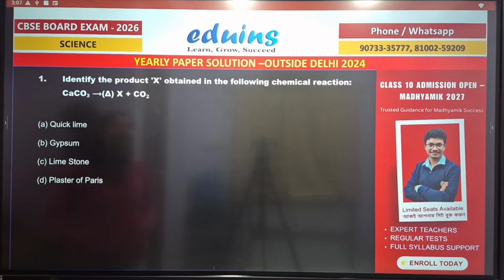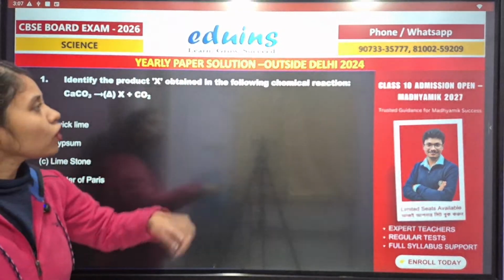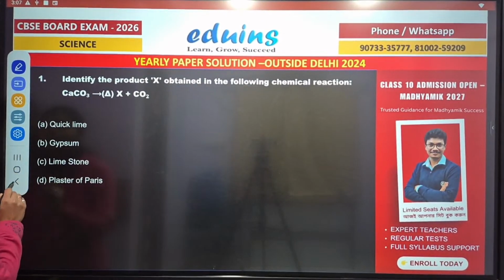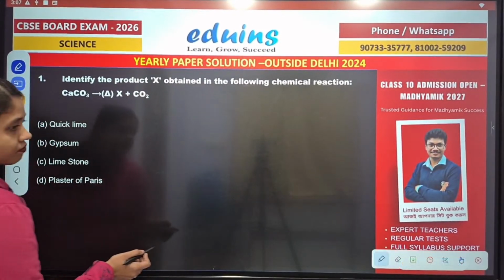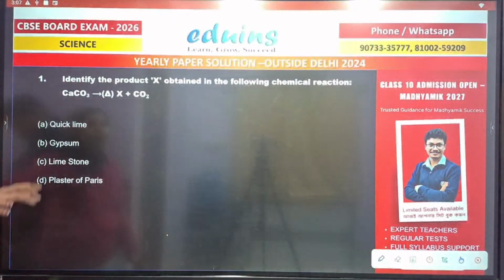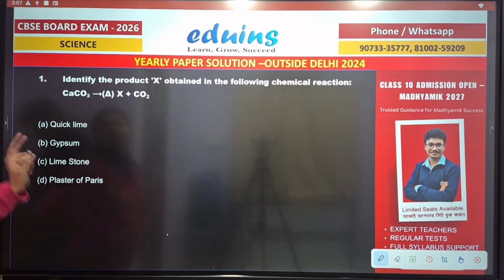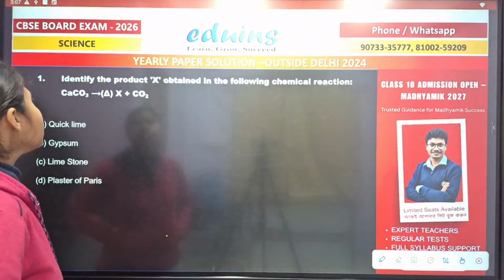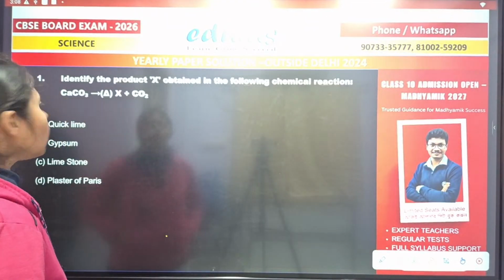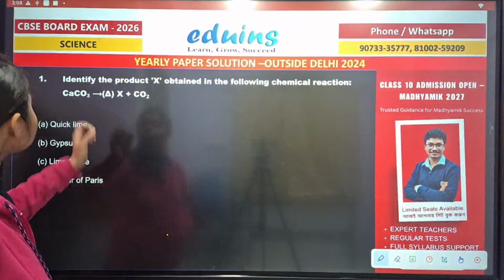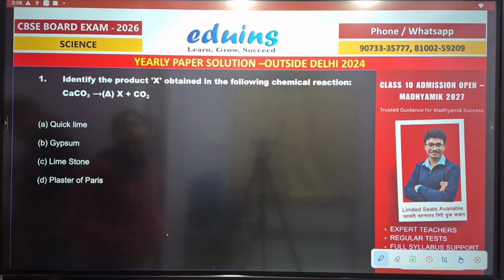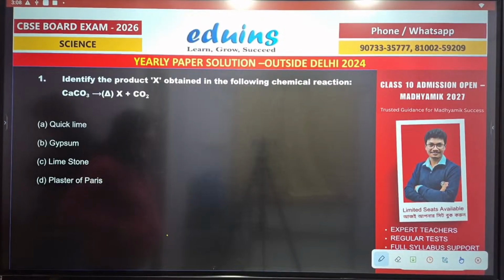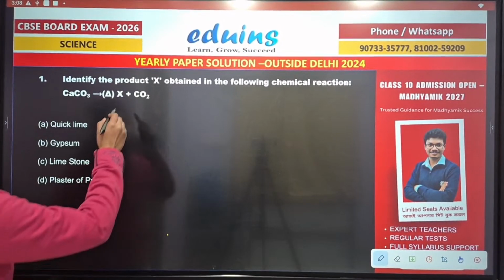Identify the product X obtained in the following chemical reaction. What will be the answer? The options are quicklime, gypsum, limestone, plaster of Paris. And this is the reaction: CaCO3, that means calcium carbonate, and it produced X and CO2, that means carbon dioxide. What will be X?